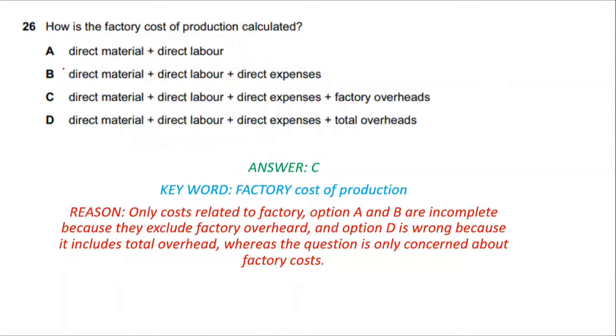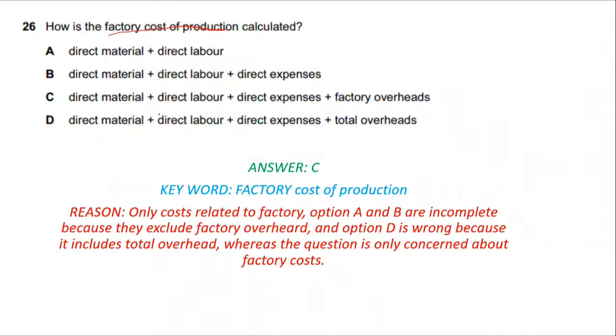Multiple choice 26. How is the factory cost of production calculated? So the key term here is factory cost of production and how this is calculated. Option A, direct material plus direct labor. This is correct, but incomplete. Option B, direct material plus direct labor plus direct expenses. This is correct, but again, incomplete. As I said in multiple choice, you select the best option.